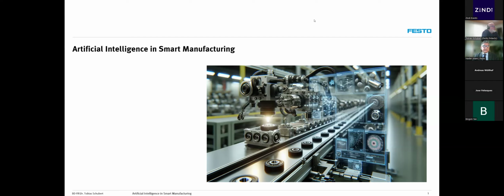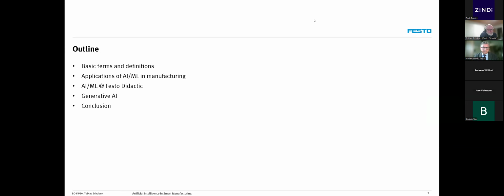I will give you a short introduction to what artificial intelligence might mean in smart manufacturing, and what we do, like Nader said, at Festo Didactic. So the outline: I would start with some basic terms and definitions, because I think it's quite important to know that there is a difference between artificial intelligence and machine learning or deep learning. I will then show you the most prominent applications of ML and AI in manufacturing that we can find in Germany. I will give you some rough ideas what we do at Festo Didactic, just to put what we see in industry into educational purposes. And finally, I want to speak a bit about generative AI, as you know, Gemini, Copilot, ChatGPT, and how this will, at least from my point of view, change our way of communicating with machines in production lines.